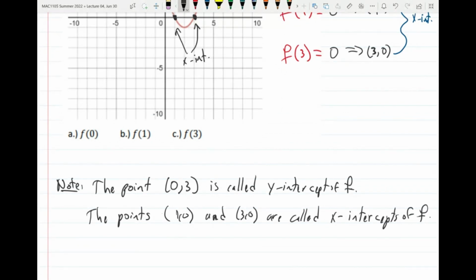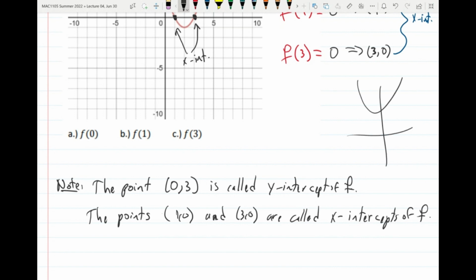Let me ask you a question. How many y-intercepts can a function have? Why? Otherwise it wouldn't be a function. Relations can have as many as you want, but functions can only have one. However, how many x-intercepts can a function have? As many as you want, or maybe none. Understand this? There's no reason why it has to have an x-intercept.